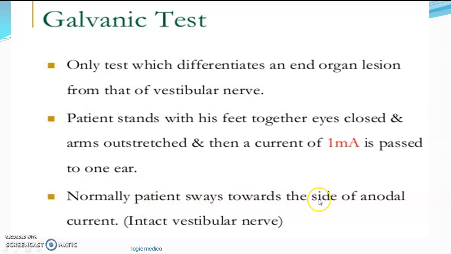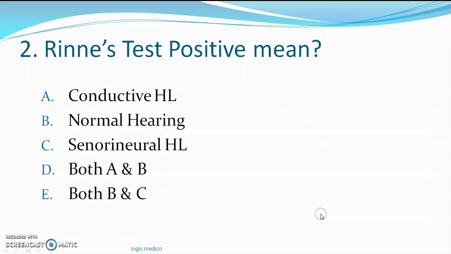Normally the patient sways towards the side of the anodal current. That means there is an intact vestibular nerve. So that is the significance of this test. If the patient doesn't sway, that means there is damage to the vestibular nerve. Okay. So let's see the next question.